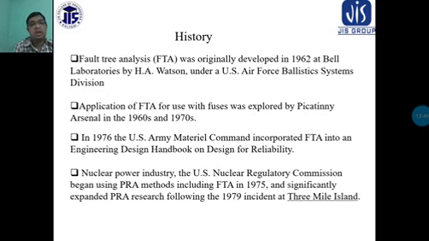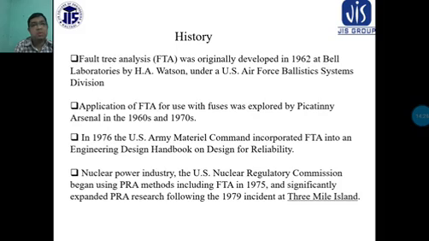And another thing is the history of fault tree analysis: where does it come from? Basically, fault tree analysis was originally developed in 1962 at Bell Laboratories by H.A. Watson under a U.S. Air Force Ballistic Systems Division contract. During this time, a research paper was published, and it appeared as a handbook in 1962.